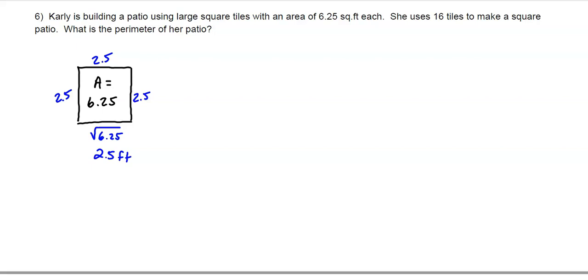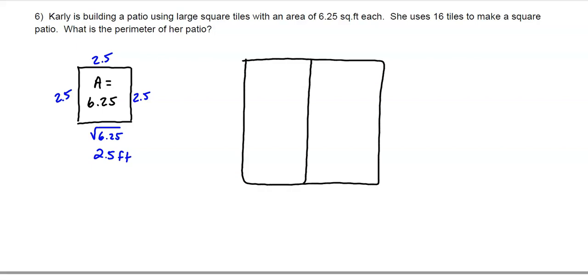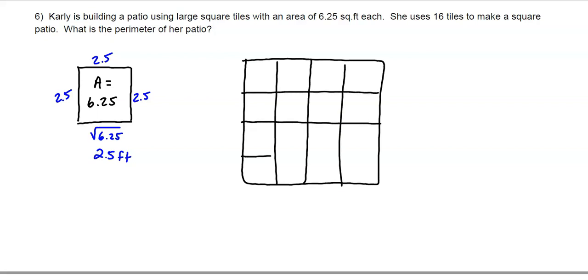She uses 16 of those tiles to make a square patio. So she uses 16 tiles to make a square. So that would be basically a 4x4 square. And every one of these tiles has a dimension of 2.5. So kind of combining these together, 2.5 times 4, that's 10 across this side, 10, 10, and 10. So we have a perimeter of 40.